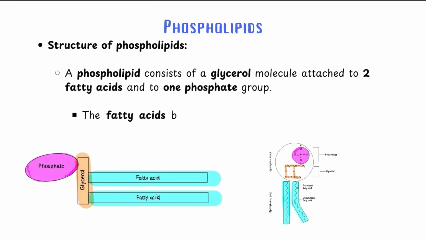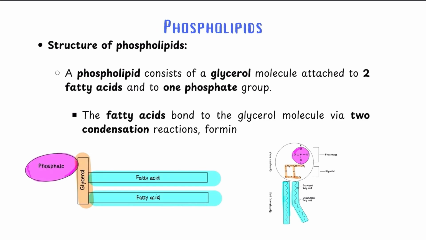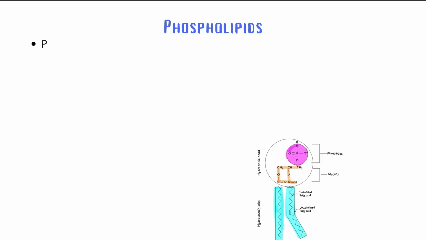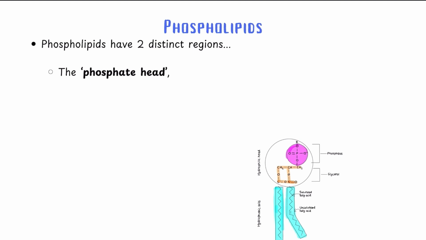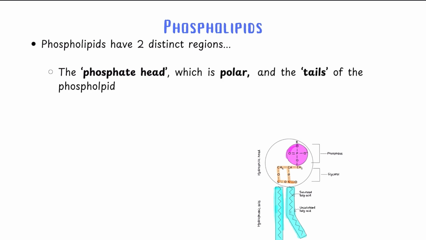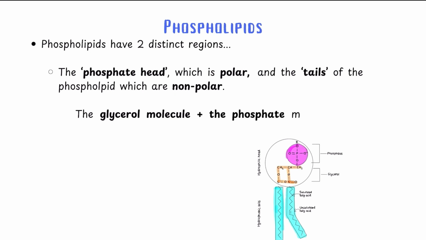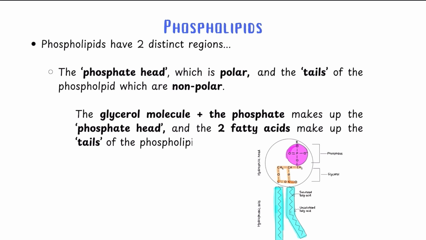The fatty acids bond to the glycerol molecule via 2 condensation reactions, forming 2 ester bonds. Phospholipids have 2 distinct regions: the phosphate head, which is polar, and the tails of the phospholipid, which are non-polar. The glycerol molecule plus the phosphate makes up the phosphate head, and the 2 fatty acids make up the tails of the phospholipid.